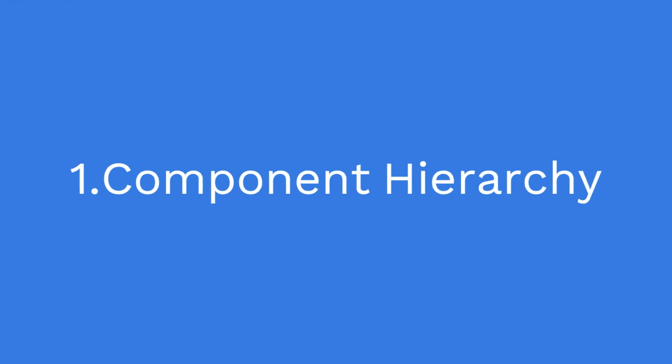1. Component hierarchy. In a React application, you organize your UI into a hierarchy of components. These components can be thought of as building blocks, with each one having a specific purpose and encapsulating a part of your application's UI and logic.